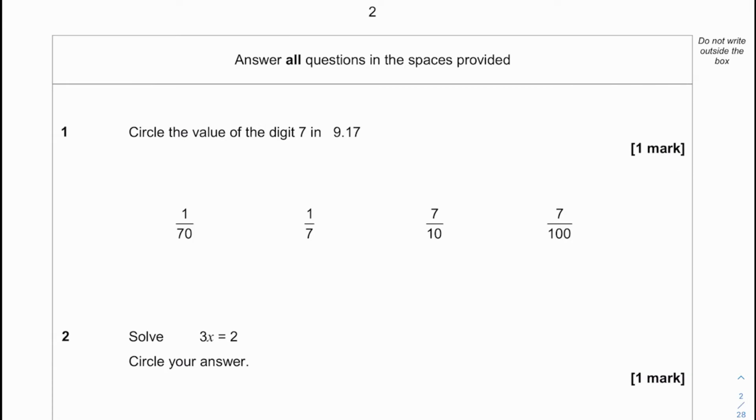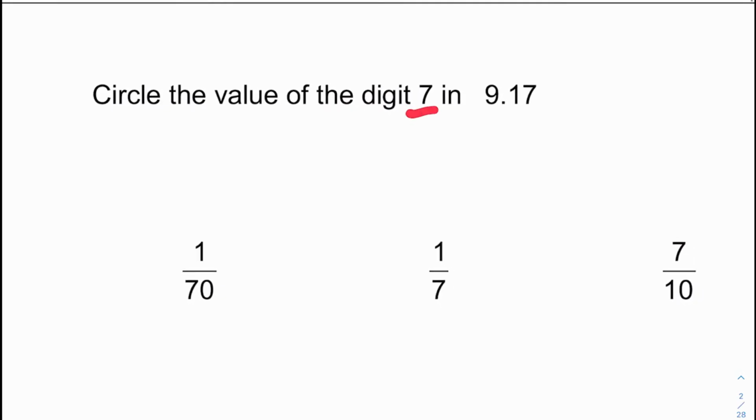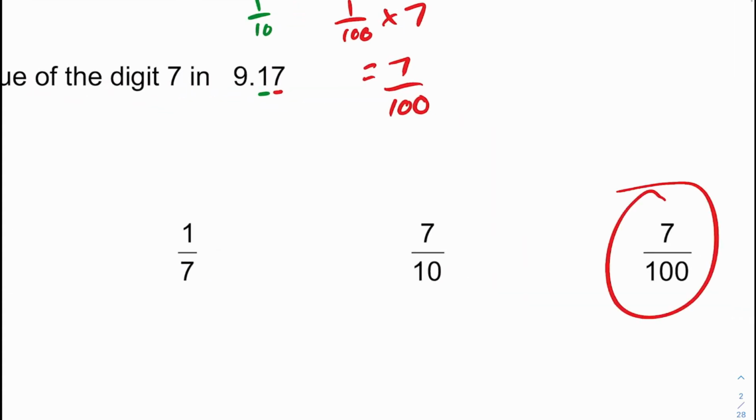So we've got a nice and easy question to start off with, worth 1 mark. For question 1, we need to calculate the value of the digit 7 in 9.17. So the 1 is 1/10, and then the next column, the 7, is the 100th column, and we've got 7 of them, so we multiply this by 7 to get 7 over 100, which is the 4th answer.